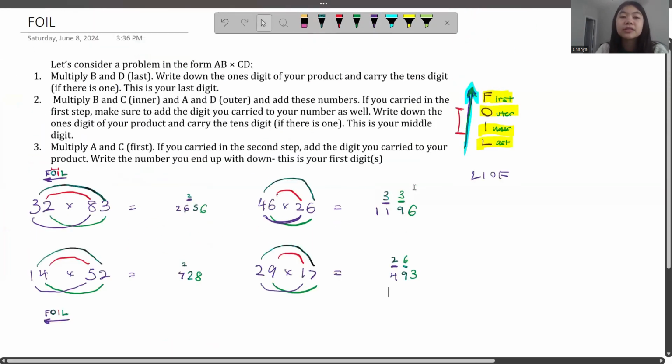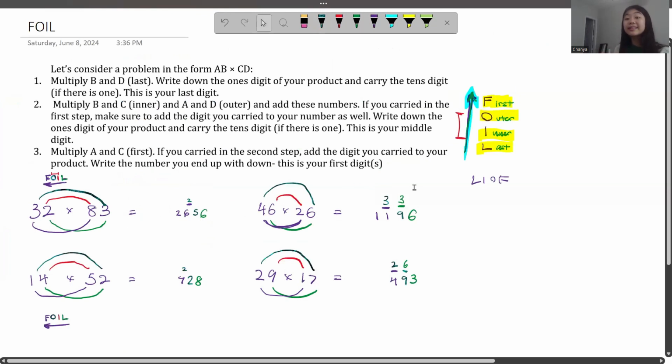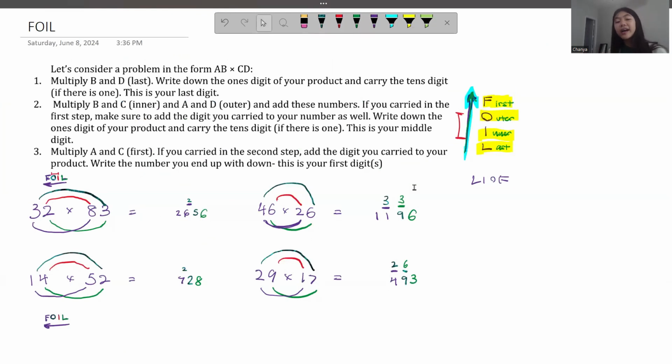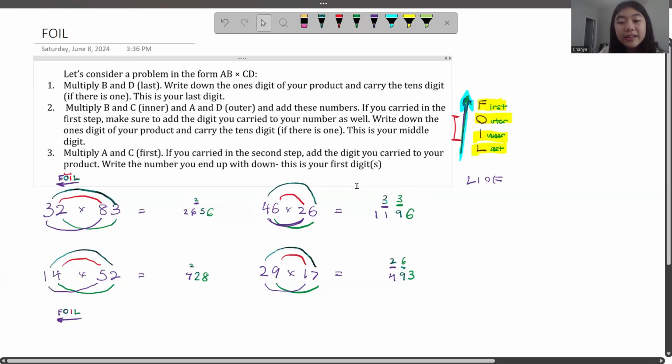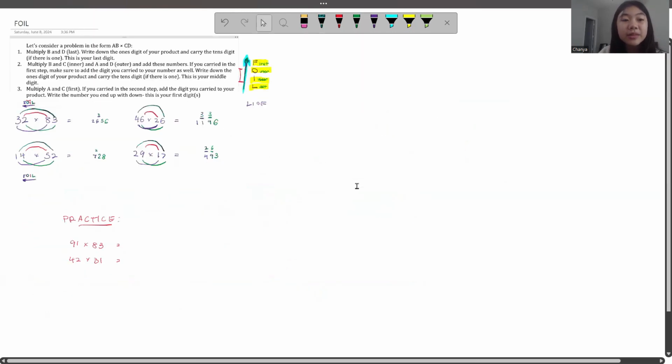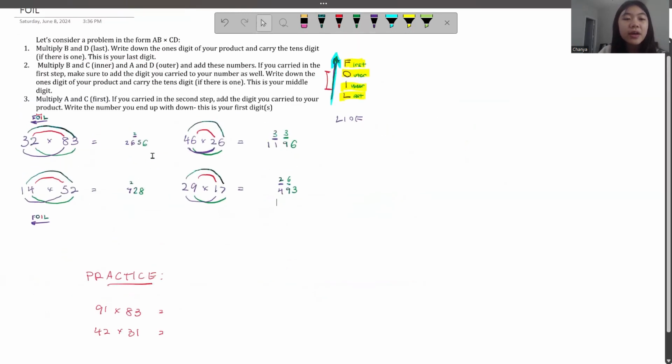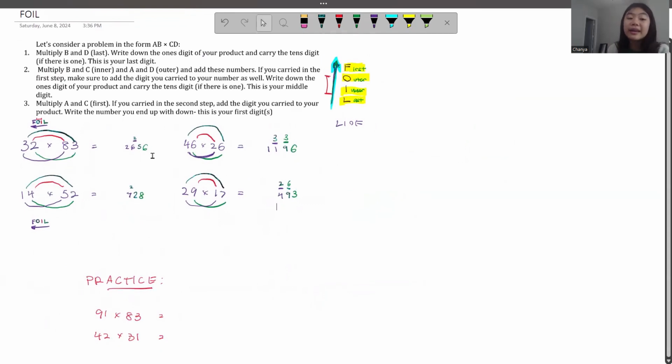So hopefully, I'm going to scroll back up here. Hopefully these examples make sense. As you should know, I have color-coded them so you can see which digits go with which multiplication processes. And finally, I've just prepared some practice problems so that you can work on them and practice on your own. So the answer should be in the description below this video.